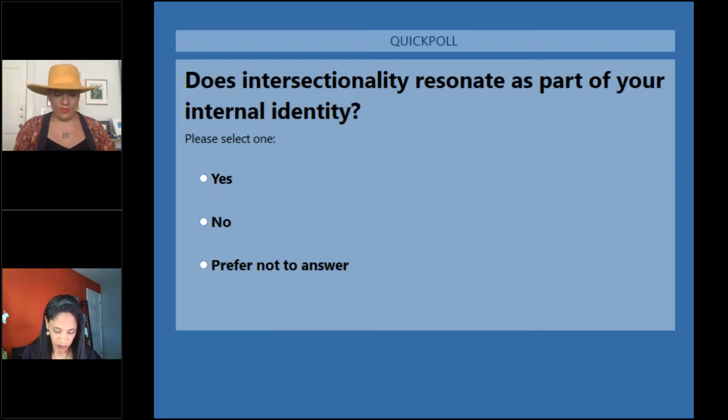So does intersectionality resonate as part of your internal identity? And again, there's no wrong answer. Yes, it's for your CPE, but it's also just to be able to express that. So this is poll 2. We're about 30 seconds in. And that's why we have prefer not to answer as an option, because not everybody wants to answer these questions, and for a number of reasons, and that's okay.